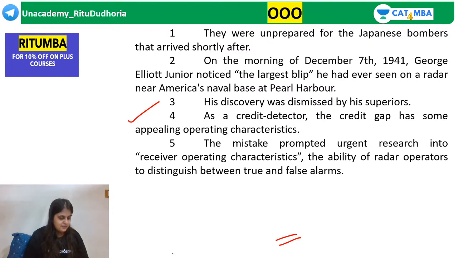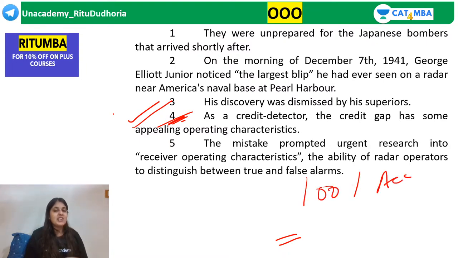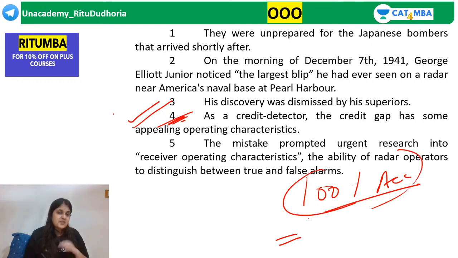Okay. Dia says 4. Aditya, 4. Roshni, 4. Okay. Kush says 4. Manan, 4. Kushi, 4. Wonderful, guys. Finally, 100% accuracy. So today, on almost 4 questions, guys, you've got 100% accuracy, which is very good.